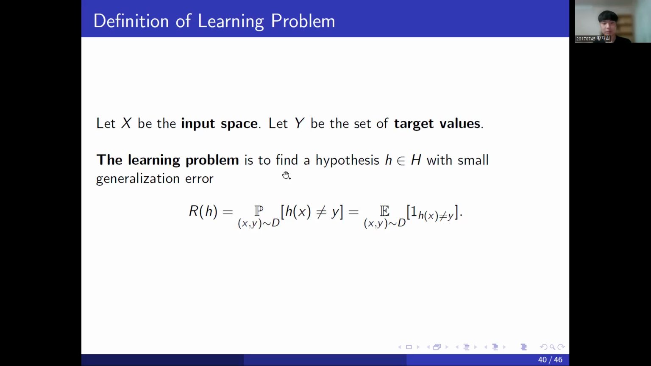So let X be the input space, and let Y be the set of target values. The learning problem is to find the hypothesis h in H with small generalization error. R(h) equals the probability that h(x) is not equal to y, where the target is an element of the concept class, and this is equal to the expectation of this indicator function, whose event is that the hypothesis does not equal y.